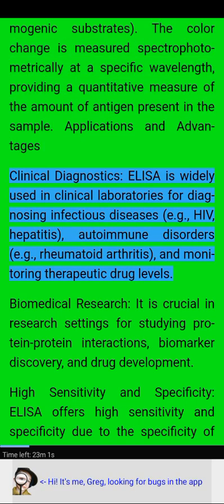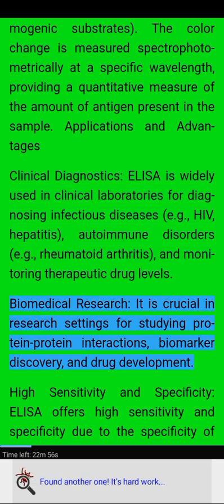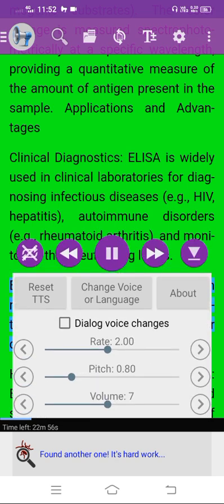Applications and advantages. Clinical diagnostics. ELISA is widely used in clinical laboratories for diagnosing infectious diseases, e.g., HIV, hepatitis, autoimmune disorders, e.g., rheumatoid arthritis, and monitoring therapeutic drug levels. Biomedical research. It is crucial in research settings for studying protein-protein interactions, biomarker discovery, and drug development.